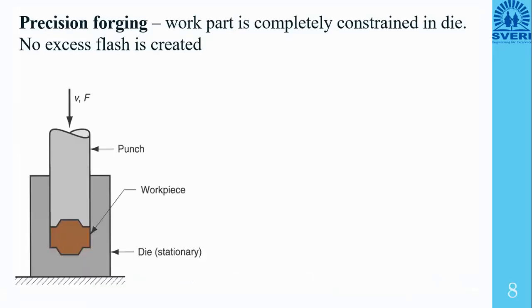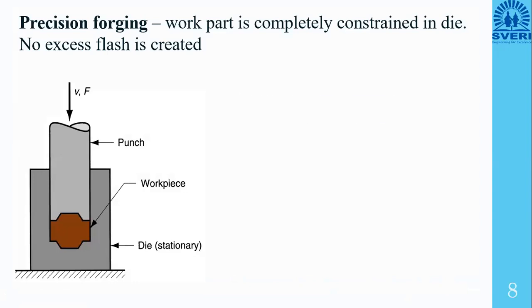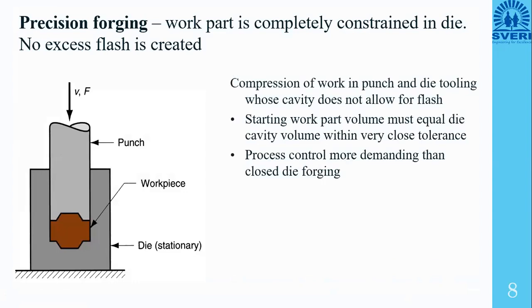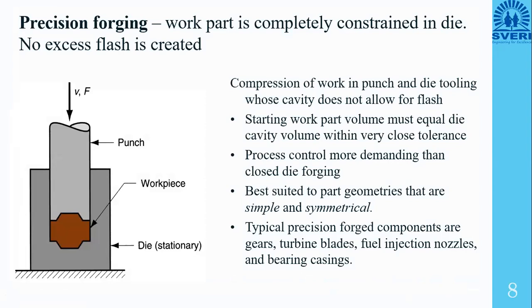Then the last type of forging is precision forging. This is a little bit difficult forging because the work part is completely constrained in the die. No excess flash is created. So here we have to take care about the volume of the material. What is the volume of the cavity and what is the volume of the heated material? That calculation needs to be perfect here, because the die is closed from 3 sides and only one side is open, that is the punch, which we can call our upper die. When the punch is removed, the cavity becomes open.